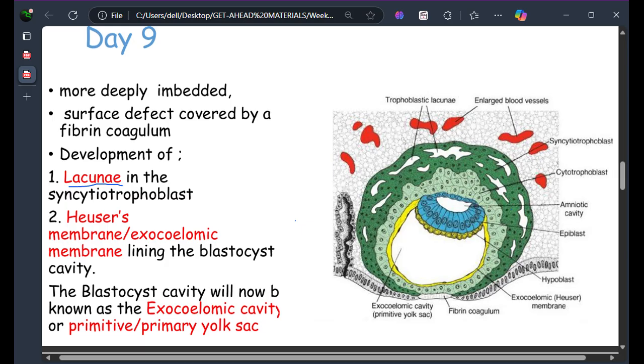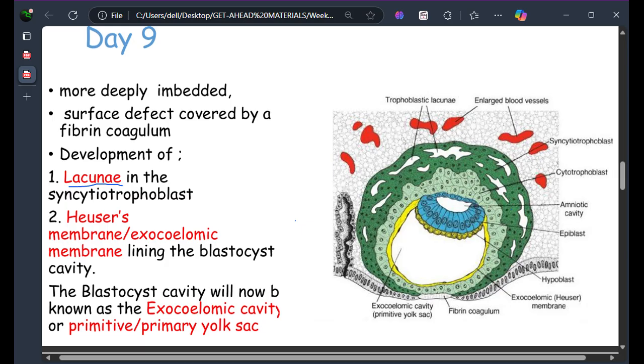Another thing that will happen is development of what is known as the Heuser's membrane, or the exocoelomic membrane, lining the blastocyst cavity. So remember the blastocyst cavity, where we are taking it from. We're going to find that that cavity will start to be lined by a membrane, color coded in yellow. And this membrane is called the Heuser's membrane or the exocoelomic membrane.